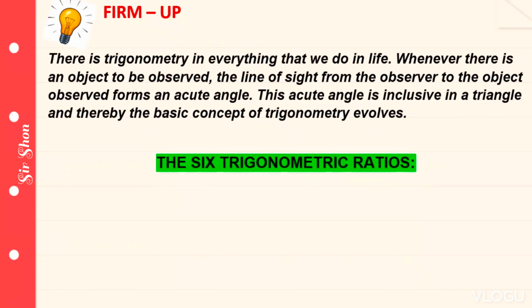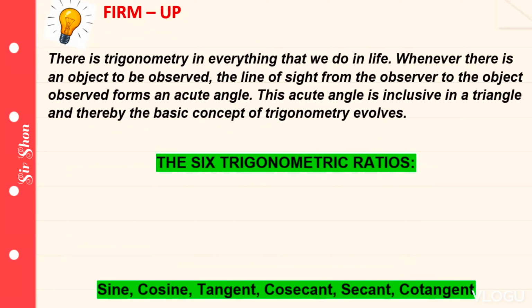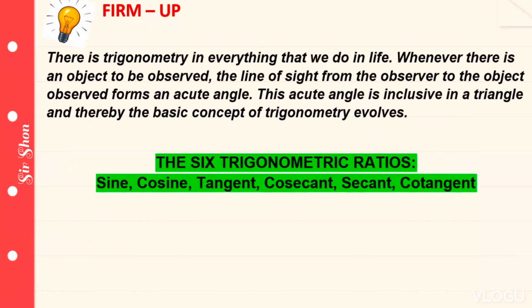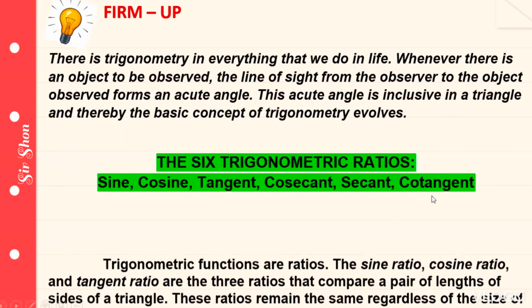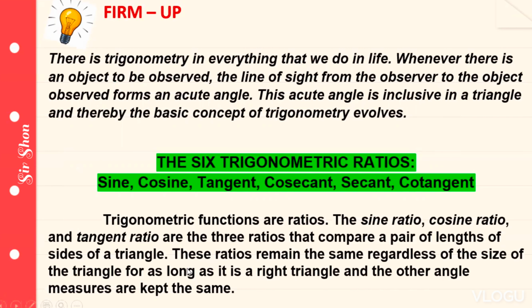So here are the six trigonometric ratios. Again, when we say trigonometric ratios, it is the same as the trigonometric functions: the sine, the cosine, tangent, cosecant, secant, and cotangent. Here, the sine is the reciprocal of cosecant, cosine is the reciprocal of secant, and tangent is the reciprocal of cotangent. Okay, so trigonometric functions are ratios.